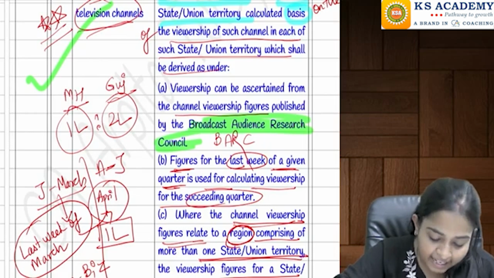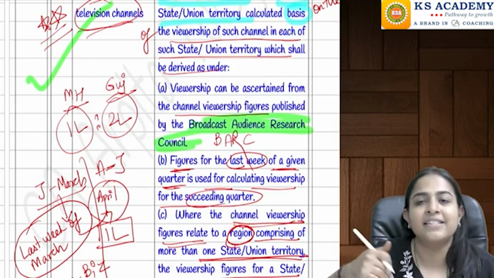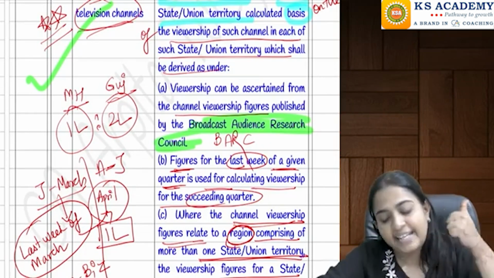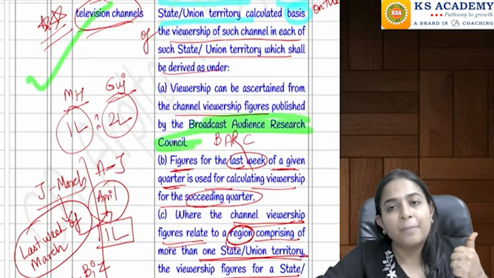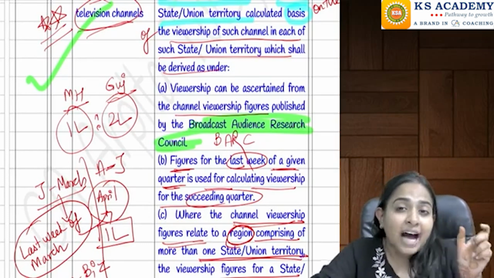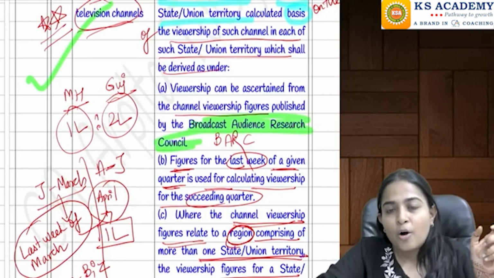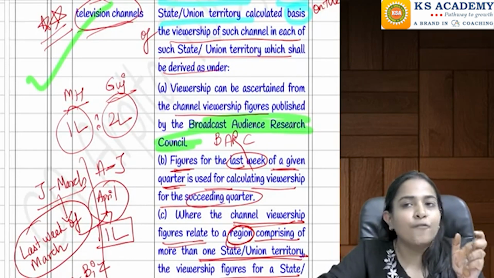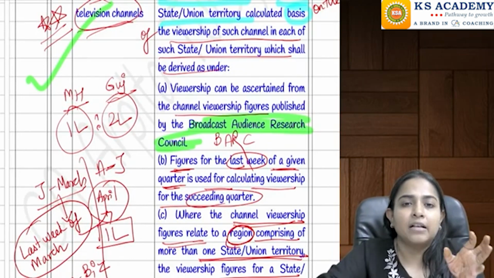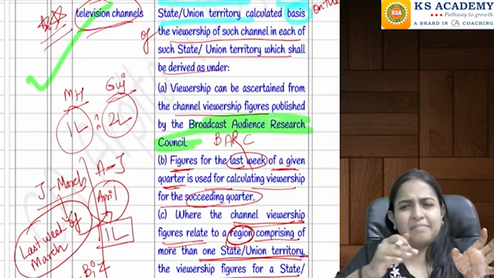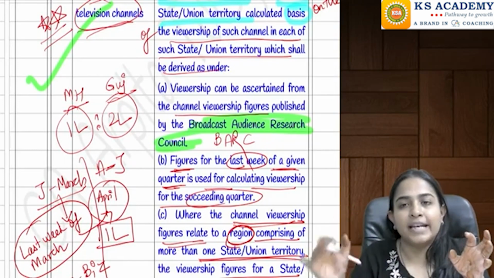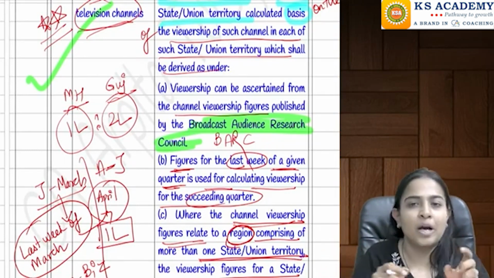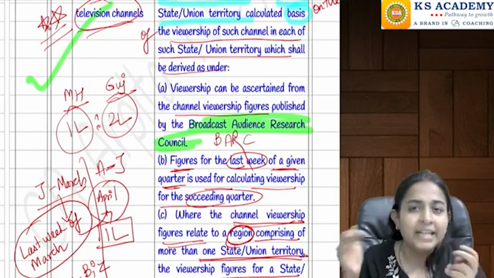If the supply is done during the current quarter, we will take the number of viewers of the last week of the last quarter. Last week of the last quarter, that will be your number of viewers. And let's say number of viewers in Maharashtra is 5,000 and number of viewers in Gujarat is, let's say, 10,000. So the amount will be divided in the ratio of 5,000 and 10,000.